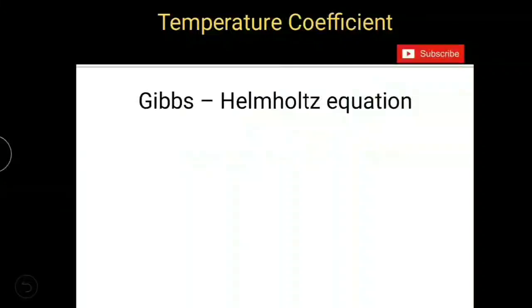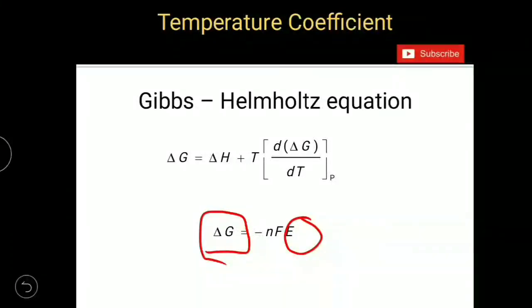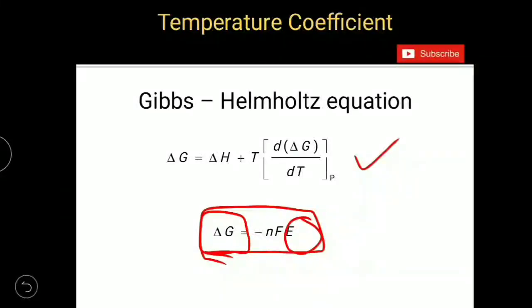In thermodynamics, we have the Gibbs-Helmholtz equation: delta G equal to delta H plus T into d delta G by dT at constant pressure. And the relation between cell potential and delta G is delta G equal to minus nFE, where E is cell potential. If we substitute this relation of delta G in the Gibbs-Helmholtz equation, wherever we have delta G, you need to substitute minus nFE.